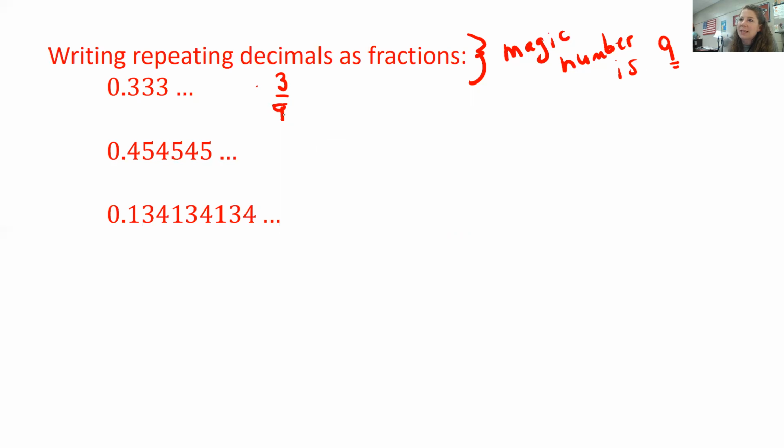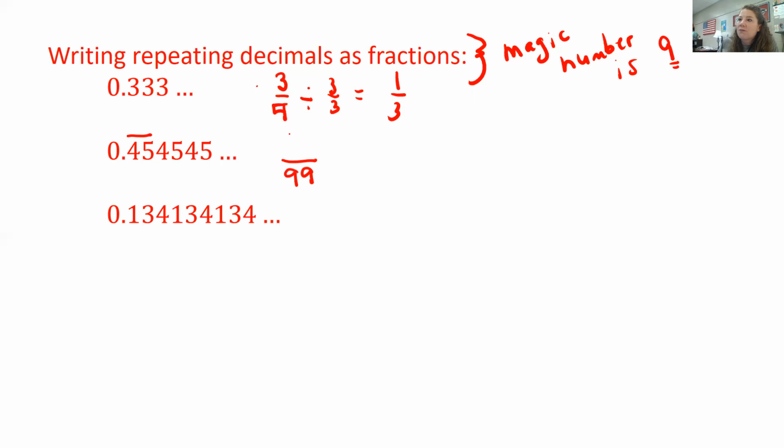Now, hopefully you realize, oh, okay, I can actually simplify this, right? I can divide both of these numbers by 3 and I get 1/3. So hopefully you know that 1/3 is equal to 0.3333. And if you're not sure, take your calculator, divide 1 by 3, and your calculator screen will fill up with 3s.